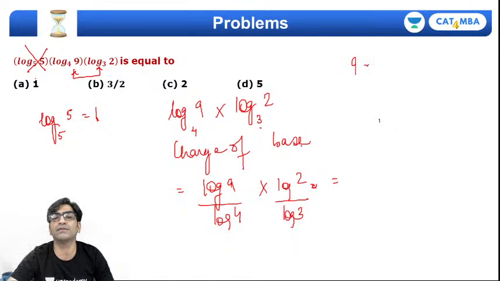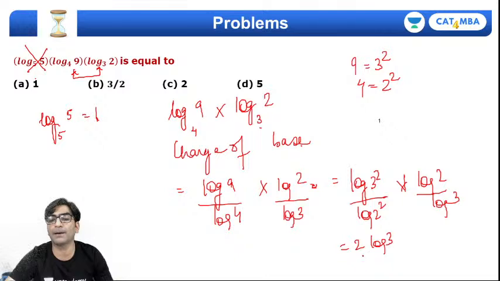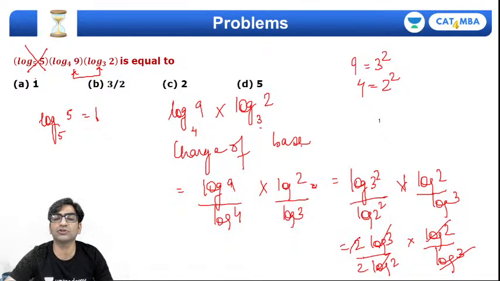अब यहाँ पे 9 obviously is 3 square, and 4 is 2 square, which means I can write this as log 3 square upon log 2 square into log 2 by log 3, है ना? और ये पावर्स बाहर आ जाते हैं ना, तो ये बनेगा 2 log 3 अपॉन 2 log 2 into log 2 by log 3. तो ये log 2 और log 3 तो कैंसिल आउट हो जाने, and 2 and 2 will also cancel itself out. What will I get? 1. Answer is option A.